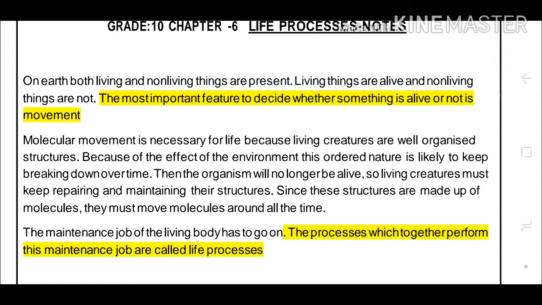So living creatures must be repairing and maintaining their structures. Since these structures are made of molecules, they must move molecules around all the time. The maintenance job of the living body has to go on. The processes which together perform this maintenance job are called life processes.